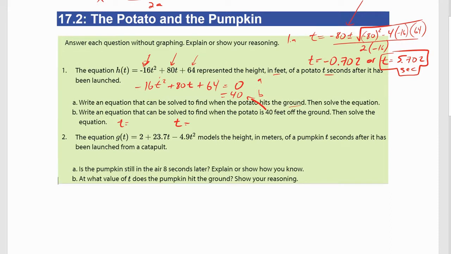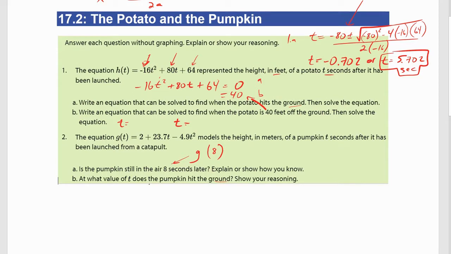All right, number 2, it's very similar. Is the pumpkin still in the air in 8 seconds? You could plug in or substitute in 8 for t and see if it equals a number that's greater than 0. Okay. If it's greater than 0, it's definitely up in the air.